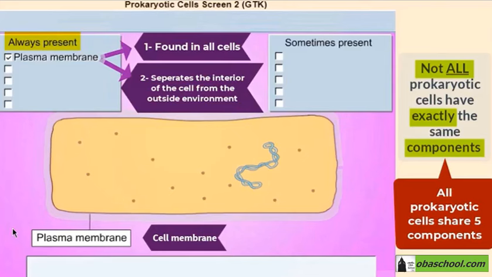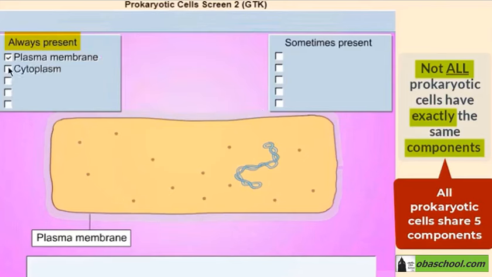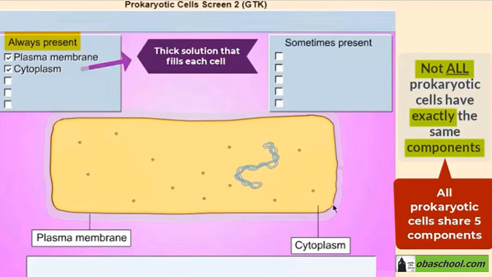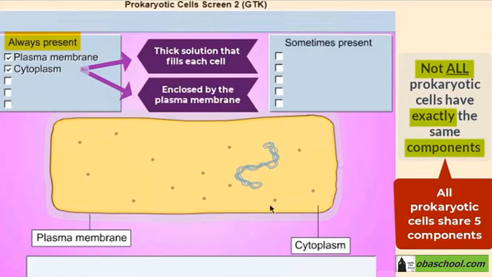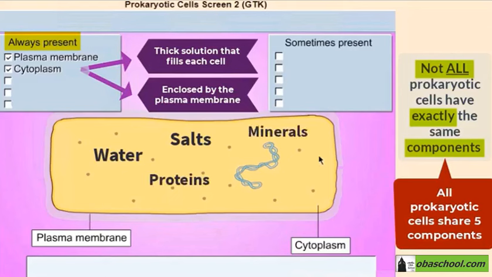Now, the next component is the cytoplasm. The cytoplasm is actually a thick solution that fills each cell, and it is enclosed by the plasma membrane, as you can see. The cytoplasm contains water, salts, proteins, and all the minerals that the cell needs.